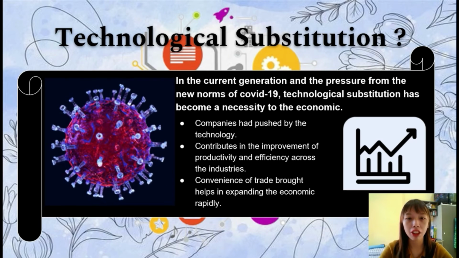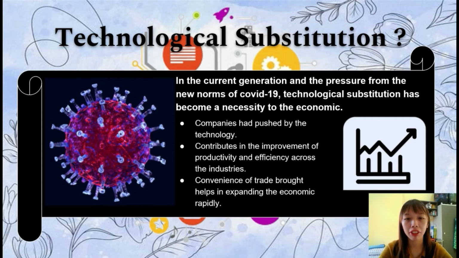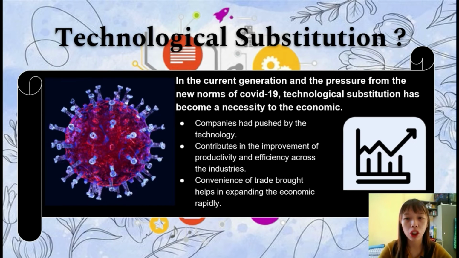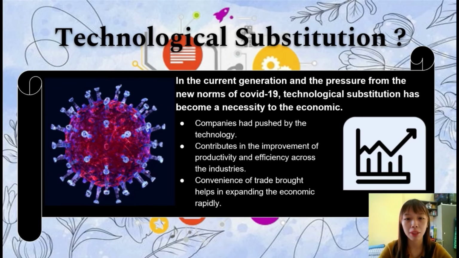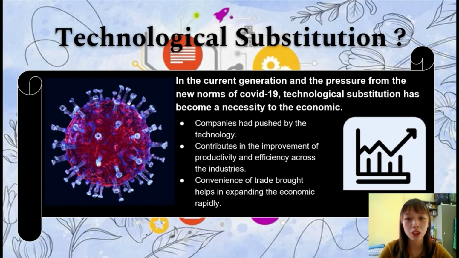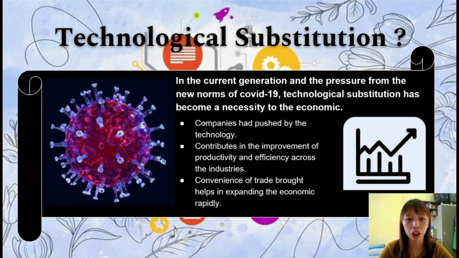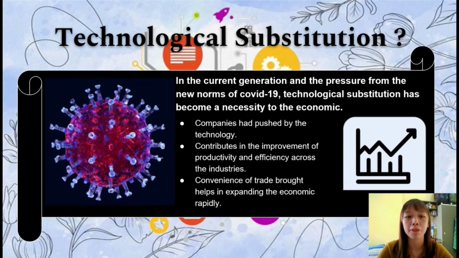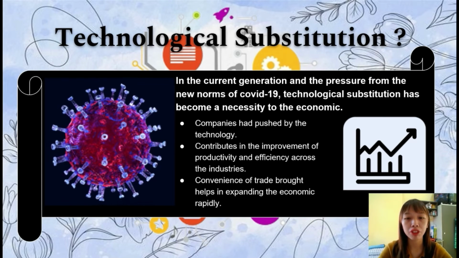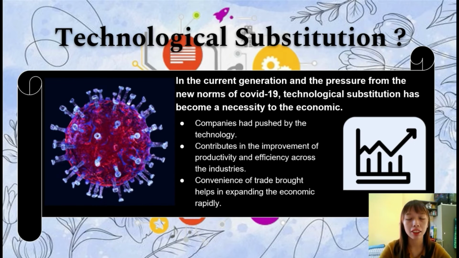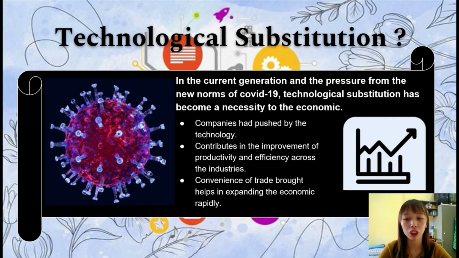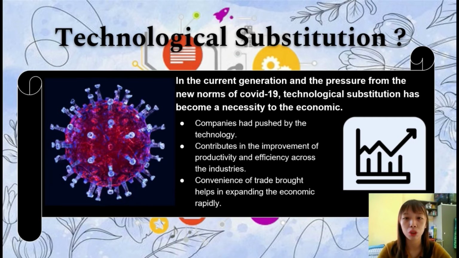So what is the benefit of technology? In the pandemic of COVID-19, everyone is doing their work and study online through technology. So it helps to push the company and it brings a lot of convenience during the MCO, which is the Movement Control Order in Malaysia. Technology also improves the productivity and efficiency across the industry. Not only that, the convenience of trade brought by technology helps in expanding the economy too.